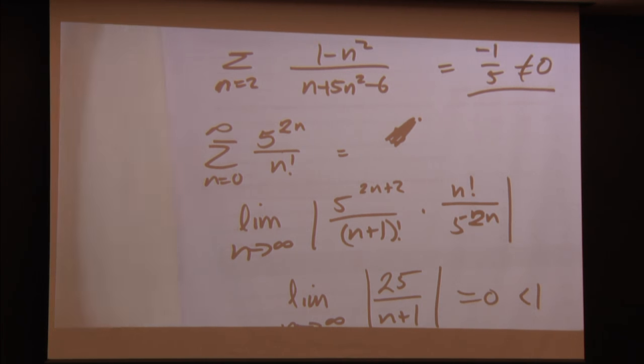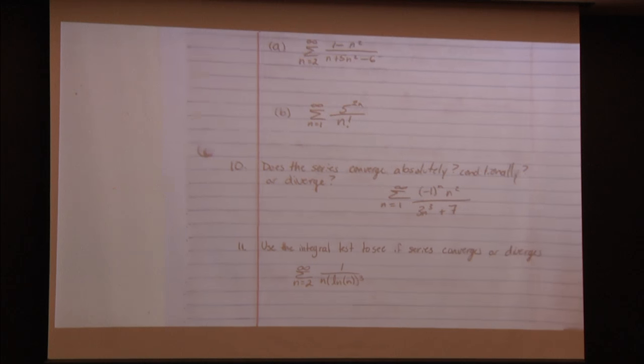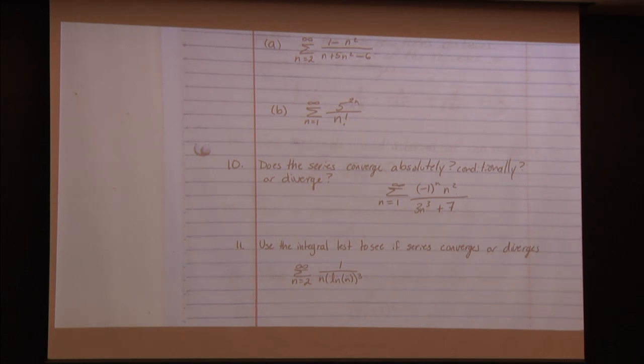Okay. And you guys can see. Number 10. Does the series converge absolutely, conditionally, or diverge? What test do you guys use? Alternating series test. What do you have to prove when it's alternating series?